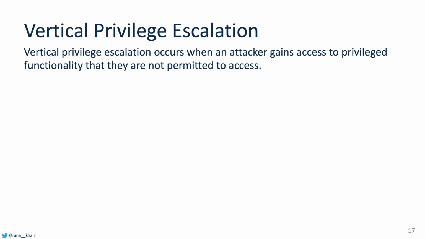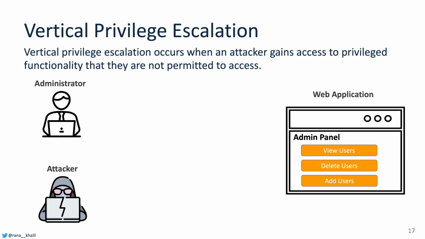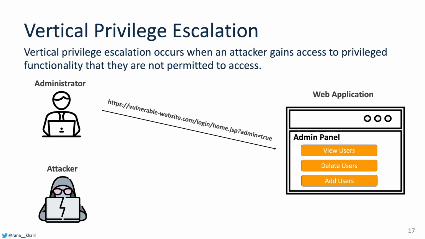Alright, the second type of broken access control is called vertical privilege escalation. Vertical privilege escalation occurs when an attacker gains access to privileged functionality that they are not permitted to access. And the keyword over here is privileged functionality. So again, let's take a really simple example. Imagine you have an application that is used by both regular users and administrative users. If you're an administrator, you have access to the admin panel. If you're a regular user, you don't have access to the admin panel.